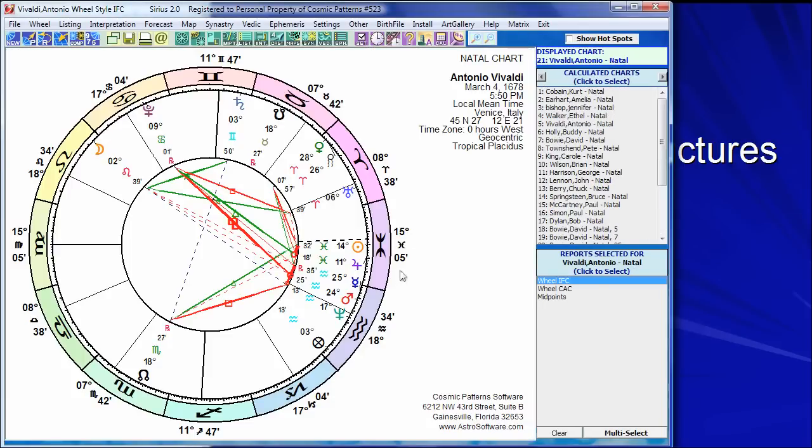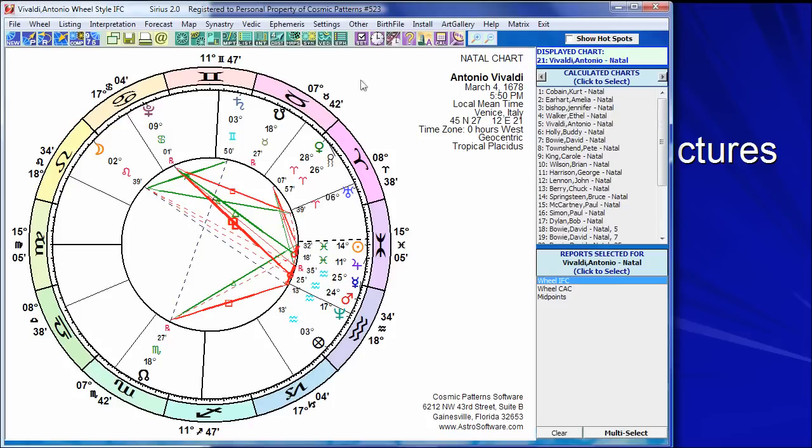Let's start with Vivaldi's natal chart. So here's Vivaldi's natal chart. He was reported as being born at sunset, so we don't have an exact to the minute time. Here's the sun approximately setting, so he was born around this time, and I'm going to show you some mind-boggling things that can happen with direct midpoint structures.